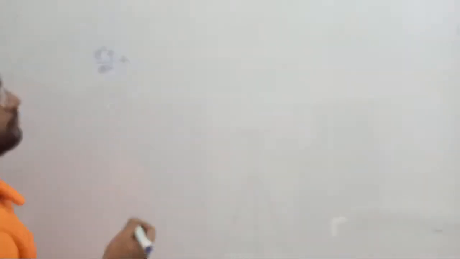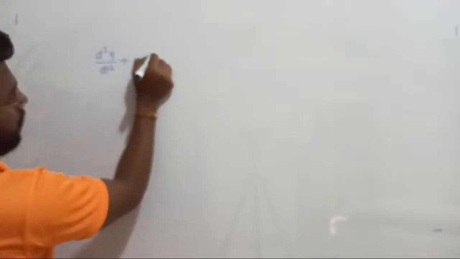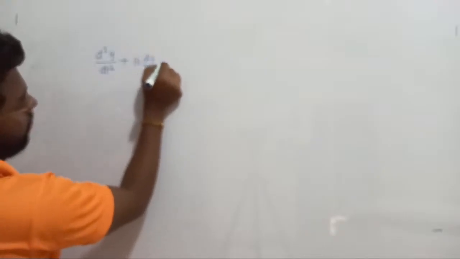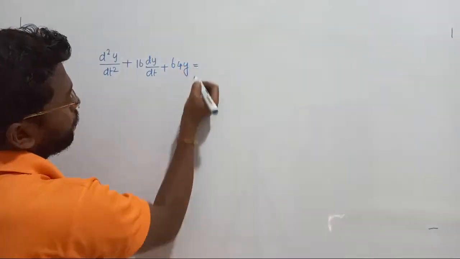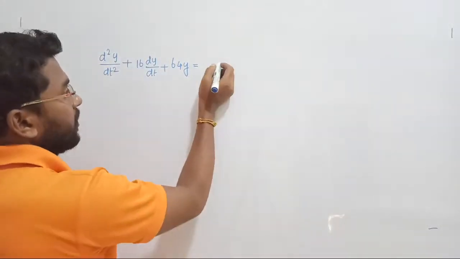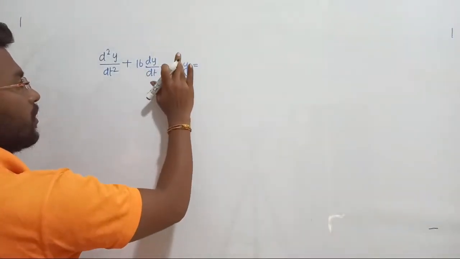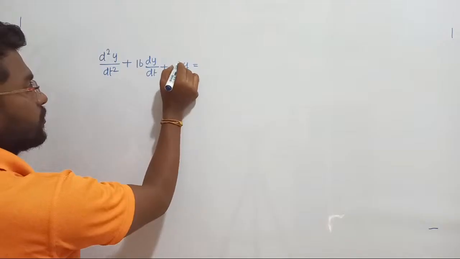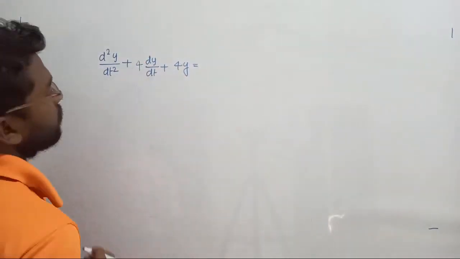Shall we take it a little bigger? Okay, 16 dy by dt plus 64 into y equal to, let me club the answer. Guys, listen, let me do one thing. It will confuse you all, right? So let us put 4 simple values, that's enough. Let me consider 4 also, here also 4.